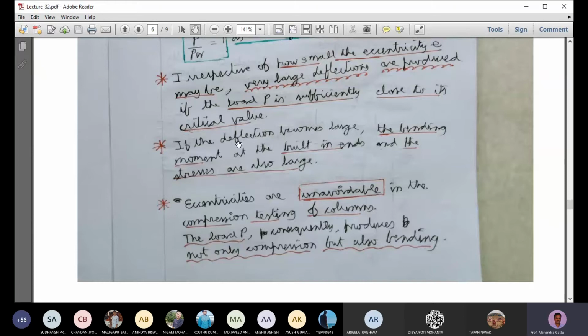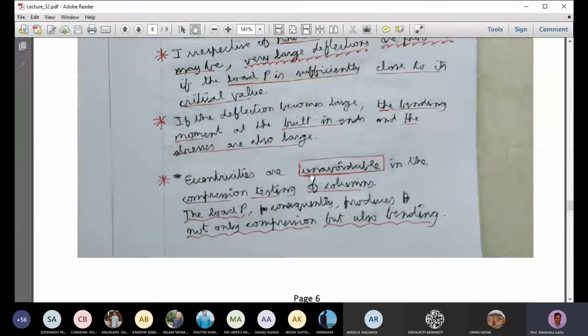And if the deflection becomes large, so when the load P approaches P critical, the deflections become large, and therefore the bending moment and the stresses also will increase. Okay. And here, what is that? Eccentricities are unavoidable in the compression testing of columns. So when you test a column, it is highly difficult to apply the load exactly at the centroid of that column. There will be some eccentricities. We cannot achieve a perfect loading in the column. So eccentricities are unavoidable, and so the load P consequently produces both compression and bending.